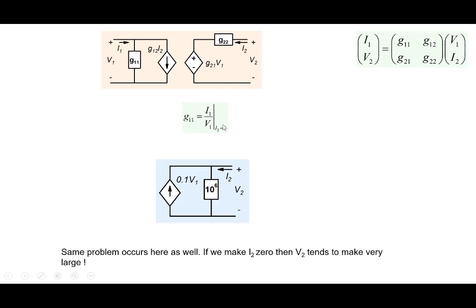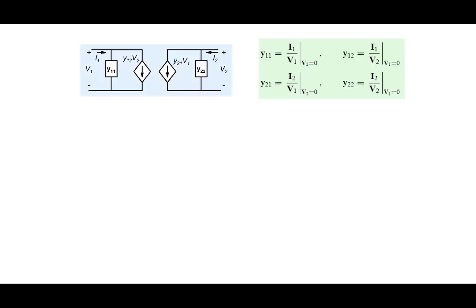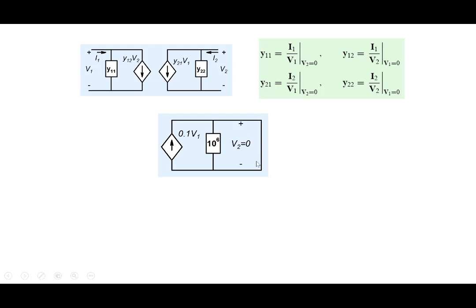On the other hand, the Y parameters would be easy to determine in this case, because they require not the output to be open circuited, but the output to be short circuited. So V2 is 0 here. To determine Y11 and Y21, you would want V2 to be 0, and V2 equal to 0 is no problem here. If you short it, the current would obviously flow here, and the current would be reasonable.